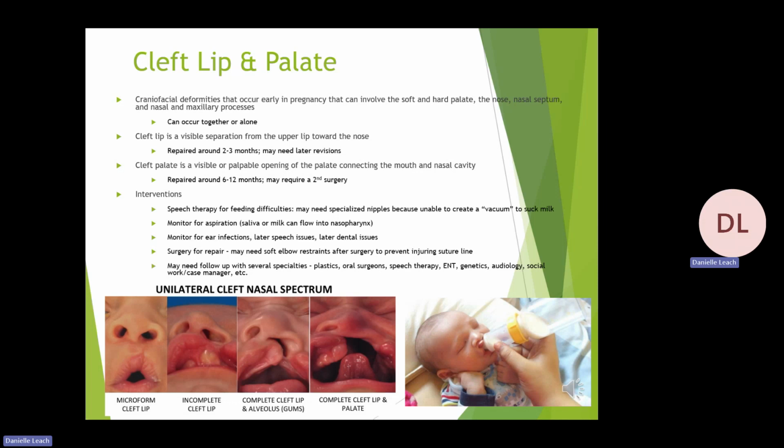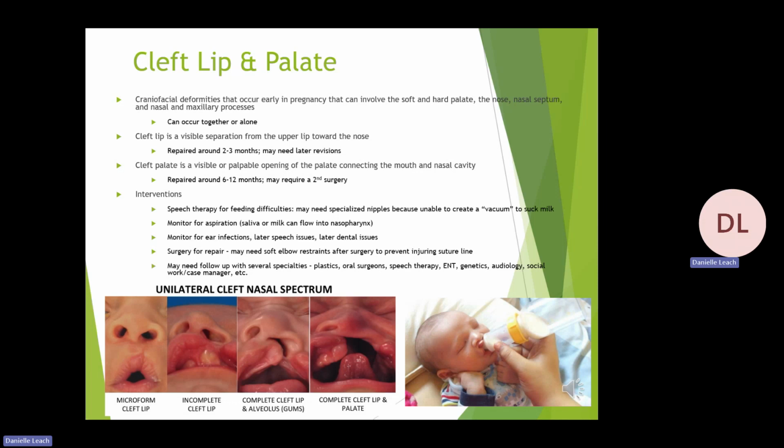So this is one of the reasons why, if you thought it was weird where I said to stick a gloved finger in the baby's mouth to assess their suck, at that same time you can be palpating the roof of their mouth to see if they have a cleft palate, because that's something you are going to want to know.